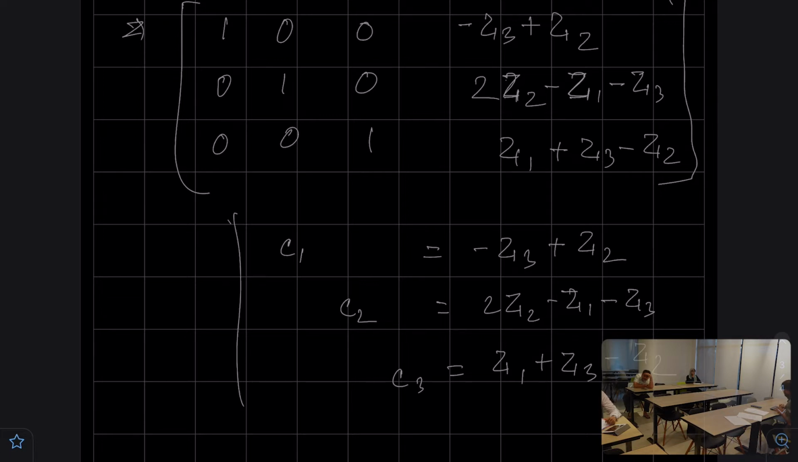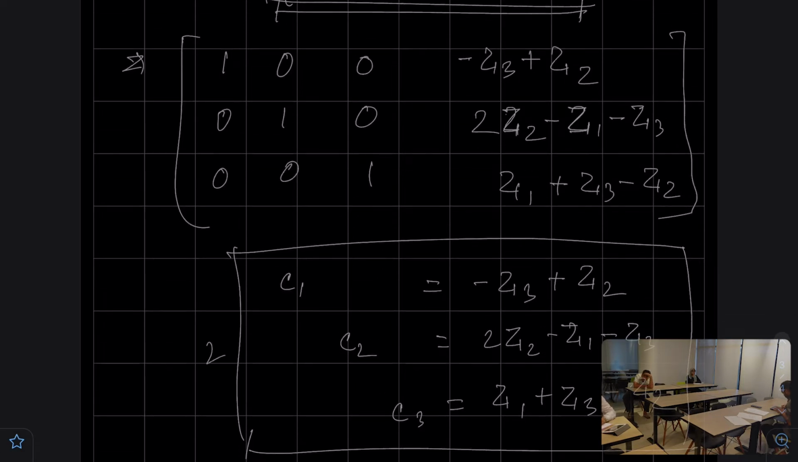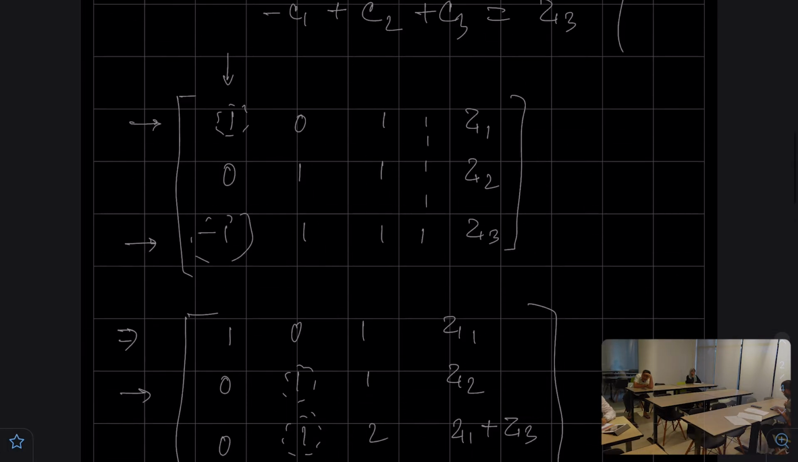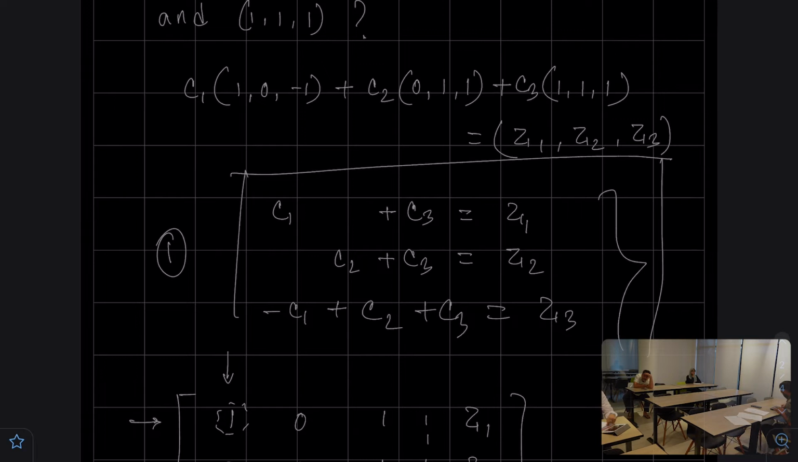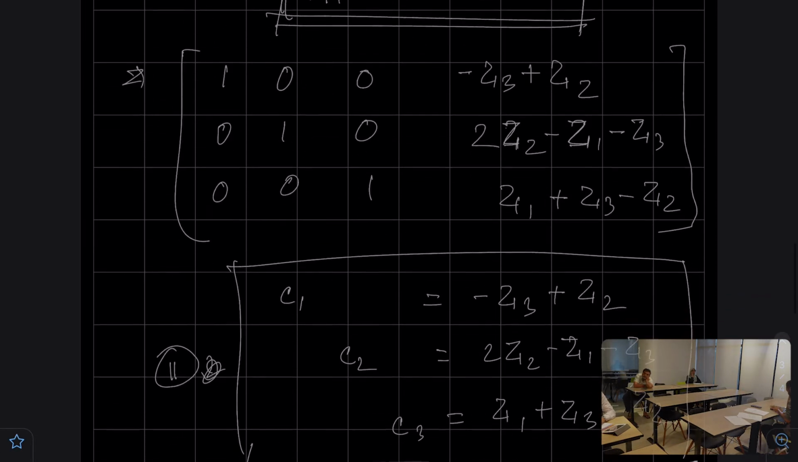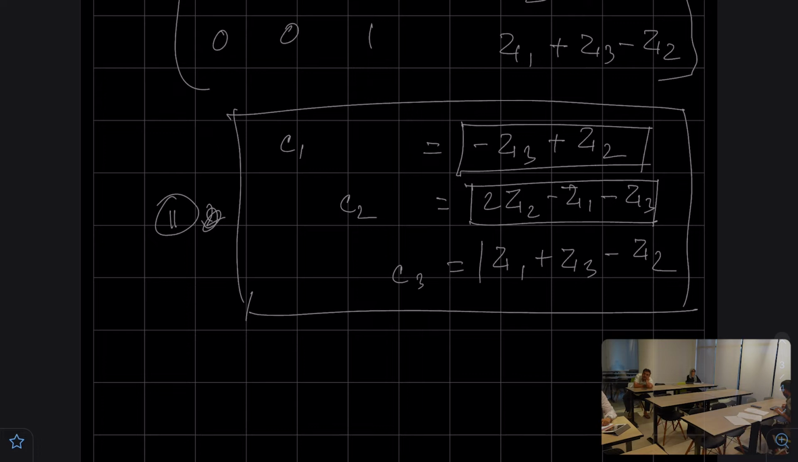So this system, let's say this is system 2, and this system, they have the same solution, right? These two systems have the same solution. And from this we see that c1 equals z3 minus z2, and c2 equals this, and c3 equals this, right?